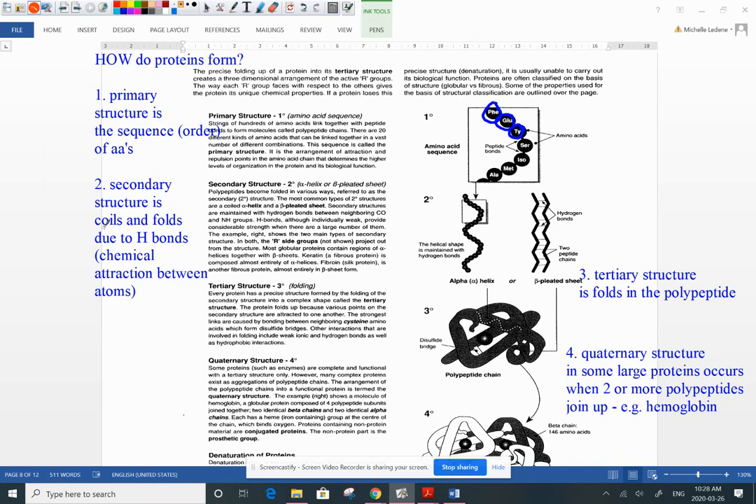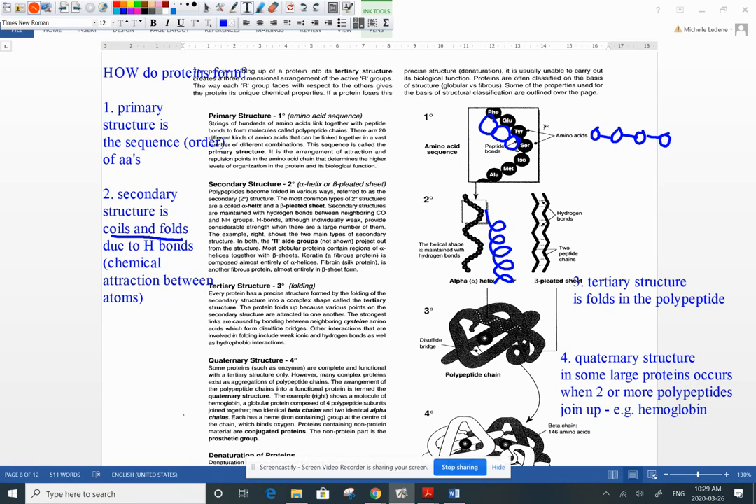Next, there are going to be coils and folding. This is a chemical attraction, hydrogen bonding, etc., between these atoms and amino acids, and it causes a coil or a fold. Kind of like an old school telephone cord, little coils, little folds, that is the secondary structure of proteins. This little chain of amino acids, when we hook maybe 5 or 10 or 15 or 20 of them up together, we call a polypeptide.